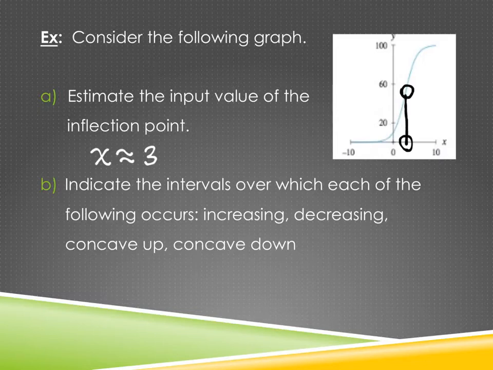Part B says to indicate the intervals over which each of the following occurs. Where is it increasing? Where is it decreasing? Where is it concave up? Where is it concave down? Okay, so let's start with them. We'll just go in order. Increasing. Where is this function increasing? Is it x values? Yes, x values. We're always doing it with x values. Good clarification. Thank you. -10 to 4.